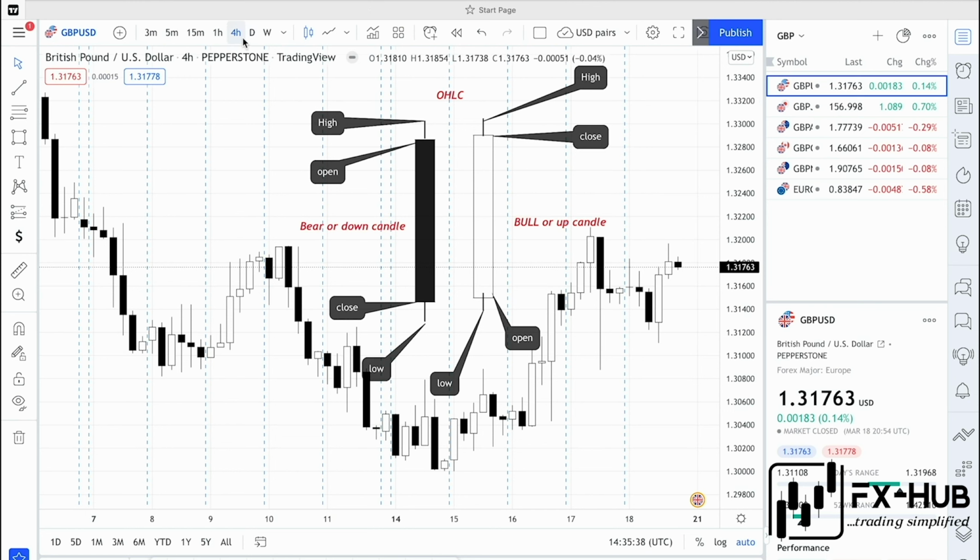Now, when you're on the 4 hours time frame, it means it takes 4 hours for every candle to form. Let's count the number of candles we have here: 1, 2, 3, 4, 5, 6. Now, in a day we have 24 hours, and when you divide 24 by 4, you're going to have 6. So in a day, when you're on the 4 hours time frame, you should be expecting 6 candlesticks.